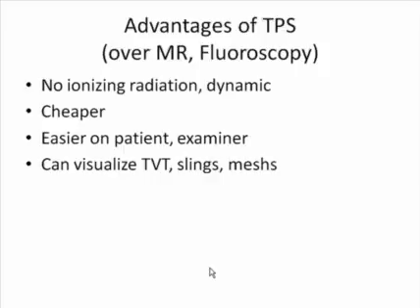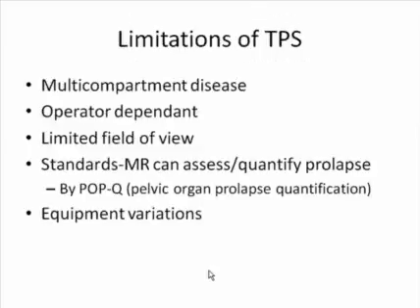Advantages, of course, there's no ionizing radiation with transperineal scanning. It's dynamic, cheaper, easier on the patient and the examiner, and we can see things that MR can't see. The tension-free tape, the slings, and the meshes are seen on transperineal.